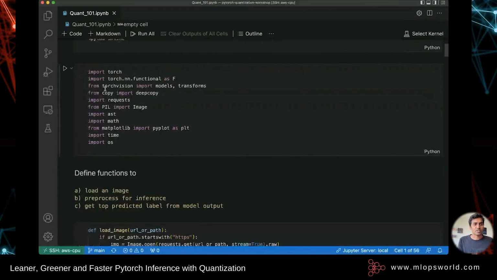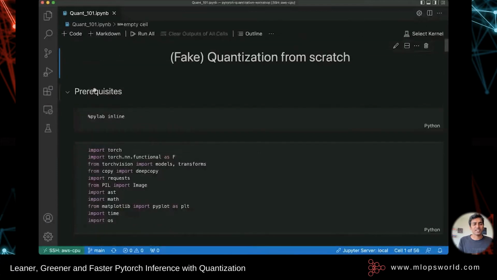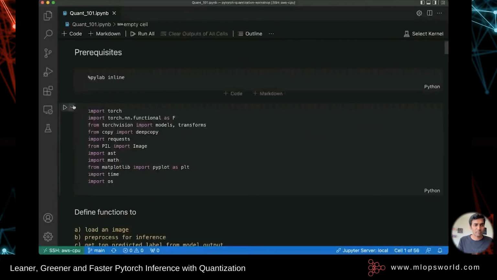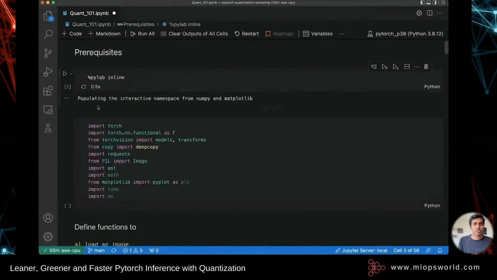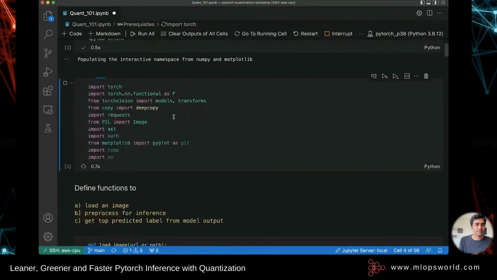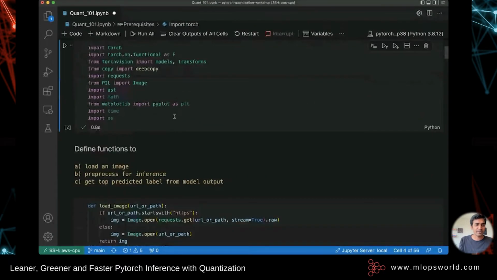Okay. So first thing is, let's get done with some prerequisites. Let's import all the libraries that we need. I'm running this on a CPU AWS instance. I forget which instance it is, but when we take a break, I can add that to the chat if you want to perfectly reproduce or replicate this. So, just importing all the libraries that we need.